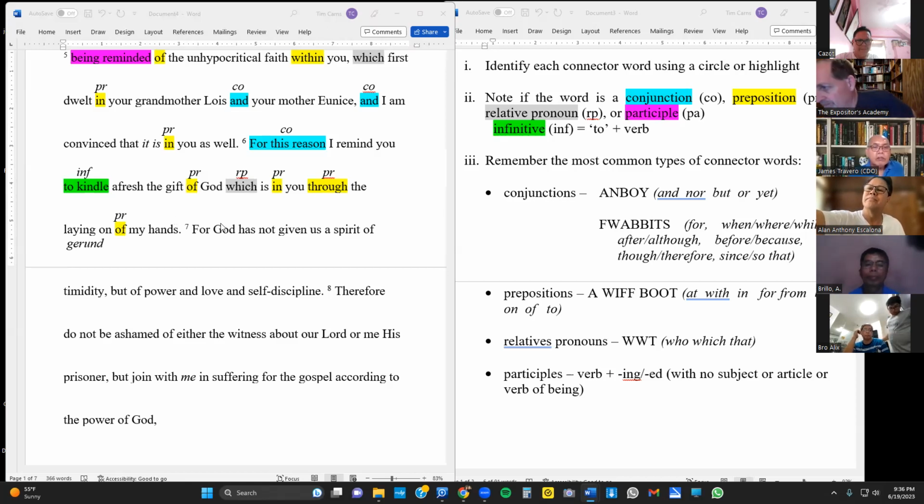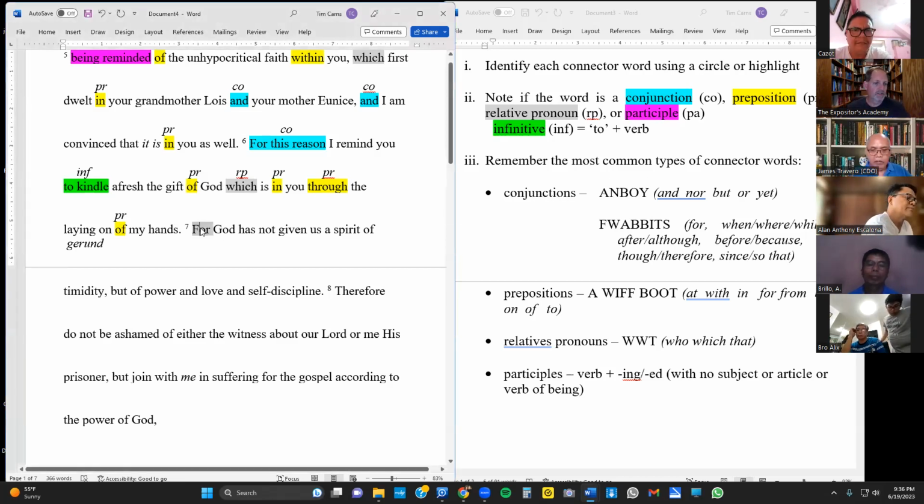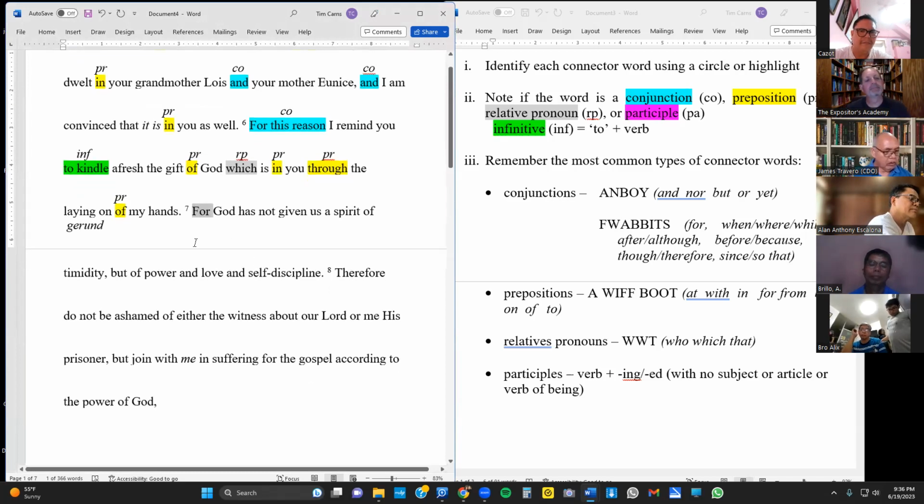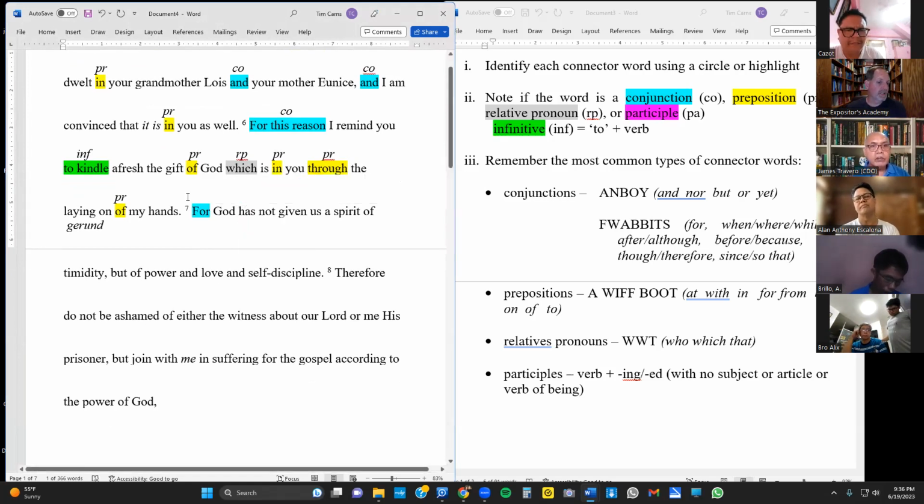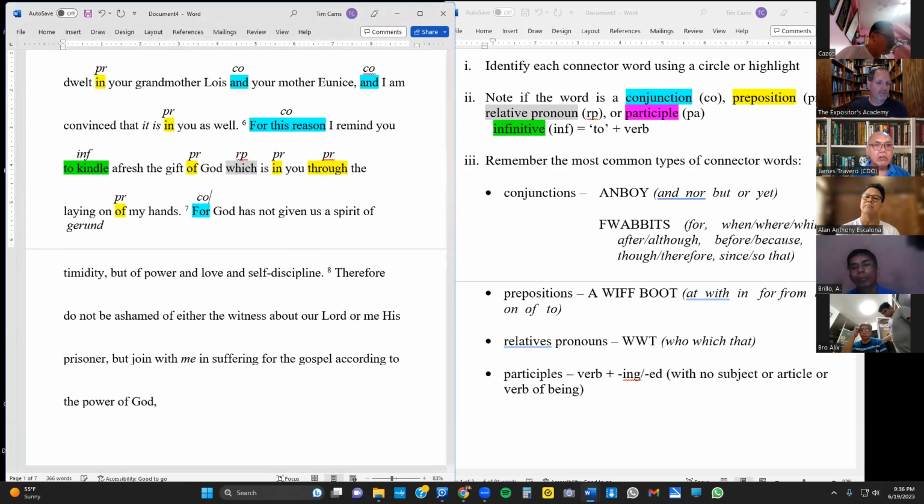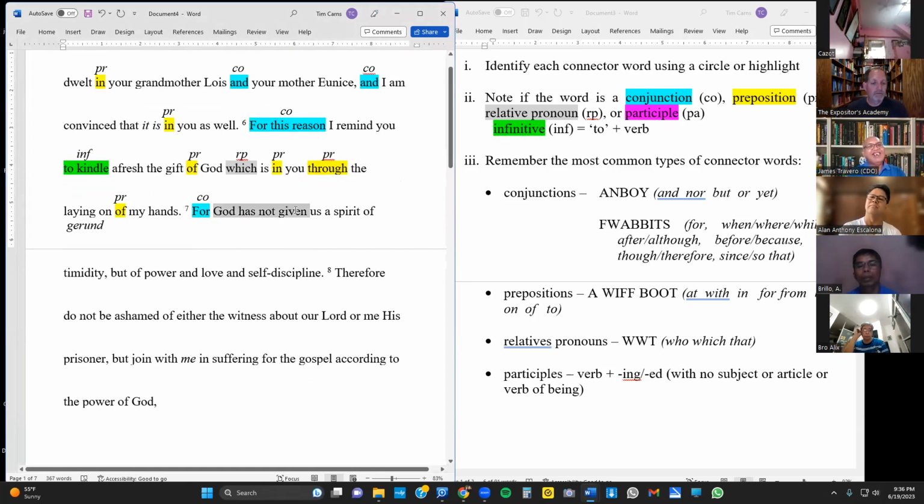Okay, James, verse 7. The fourth word, yes. And what is that? Conjunction. Yes, you're right. It is not a preposition in this case. How do we know it's a conjunction and not a preposition? Do you remember? Yeah, it's describing a purpose here. God has not given us. That's a clause, isn't it? Subject God, has not given is the verb, and the object is us.